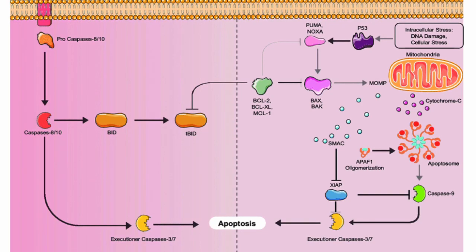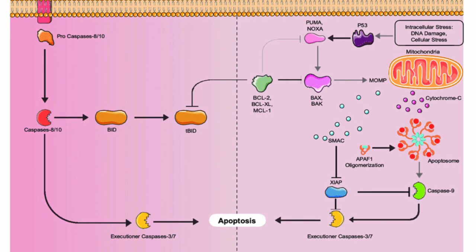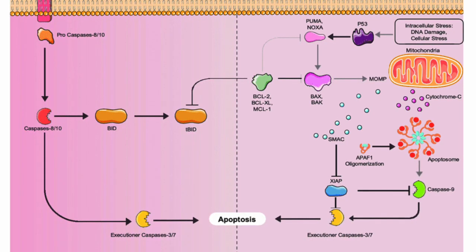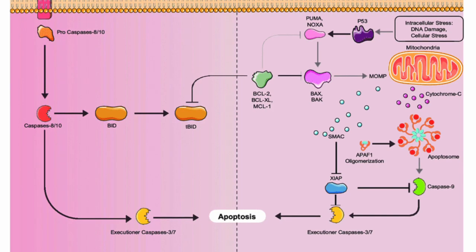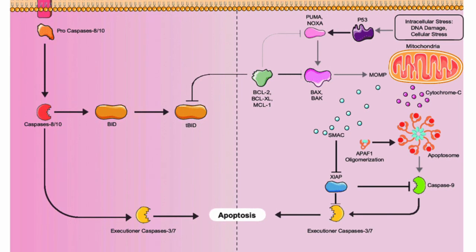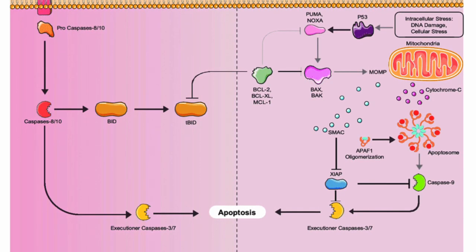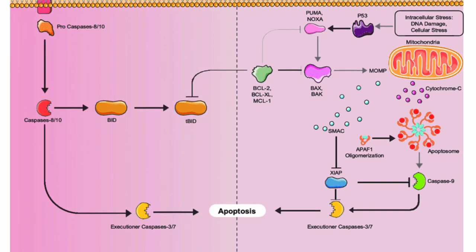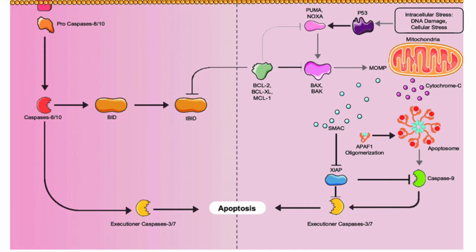This binding triggers the activation of initiator caspases, particularly caspase 8. Once initiated, caspases cleave and activate other caspases, creating an amplification loop. This cascade of caspase activation leads to the proteolytic cleavage of numerous cellular substrates, ultimately resulting in cell death.